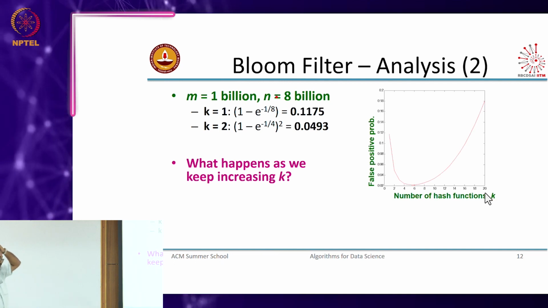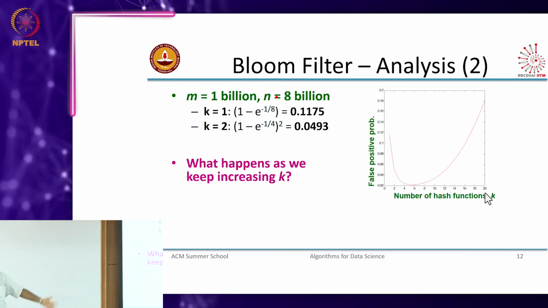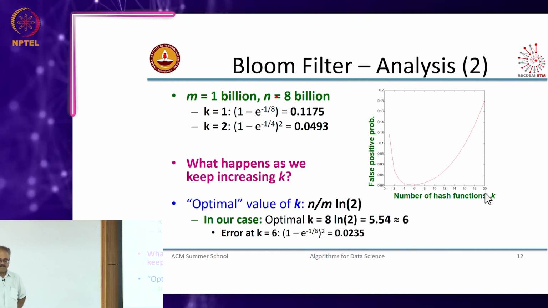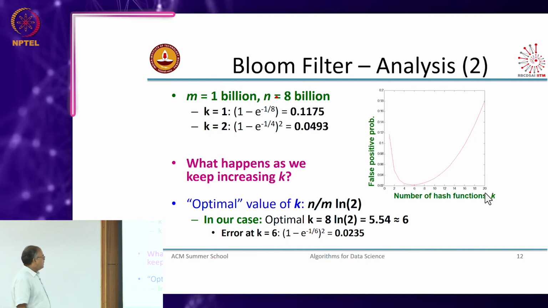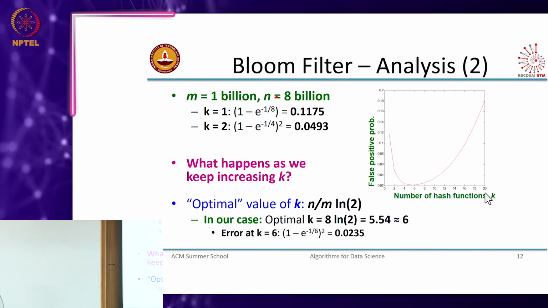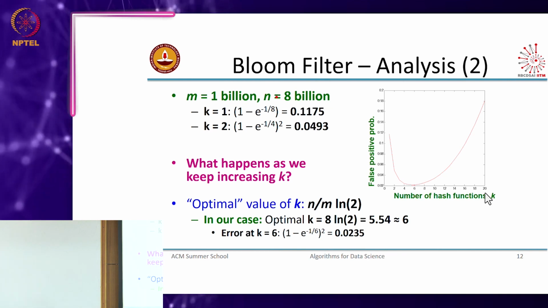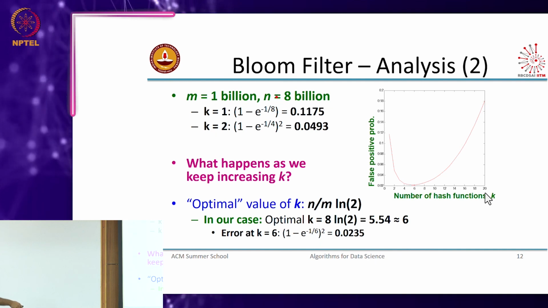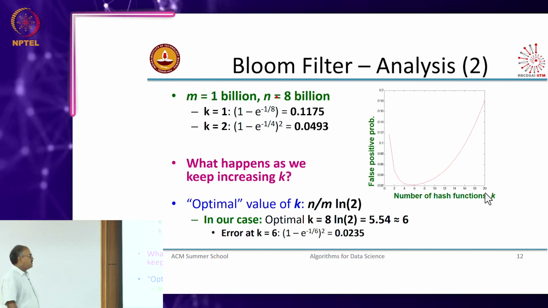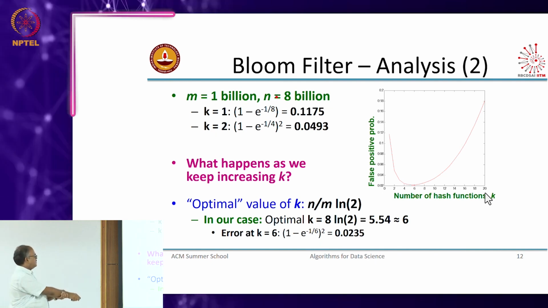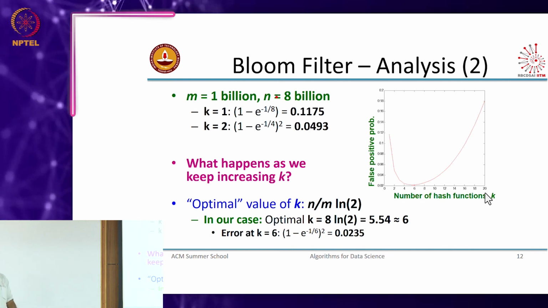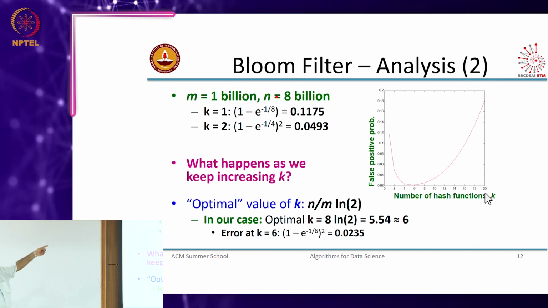So basically, what happens is you get a curve like this. That has a minimum at some point, and you can work out what that minimum should be. It turns out that it is n by m ln 2, and so for us it is about 5.54. You can see that somewhere around 6 is where you get the least value. So the error at k equal to 6 is 0.0235. So that is the best you can do with Bloom filters with this kind of a setup.